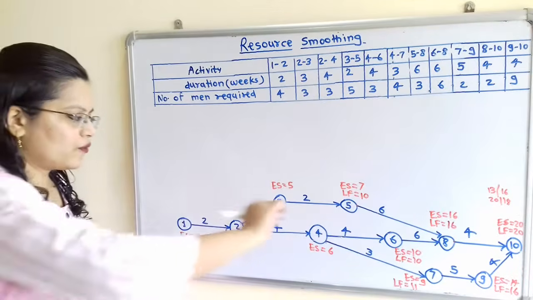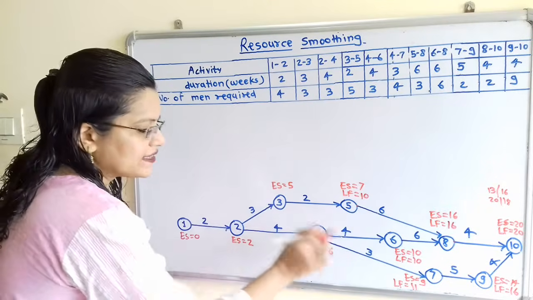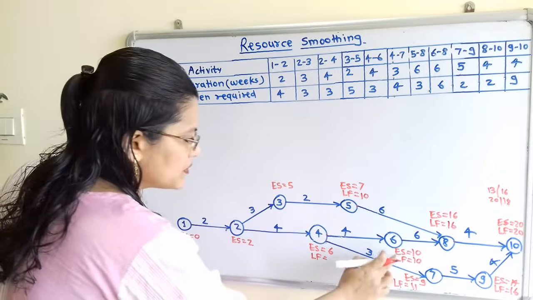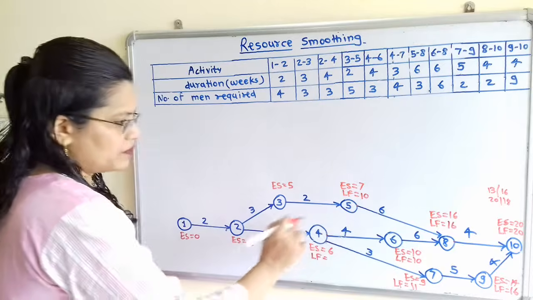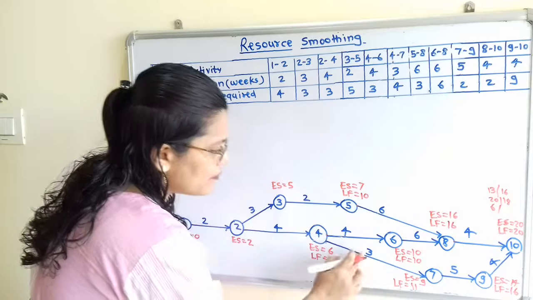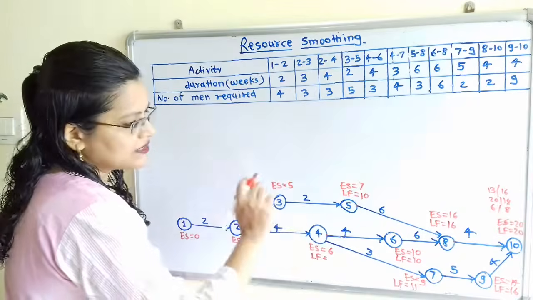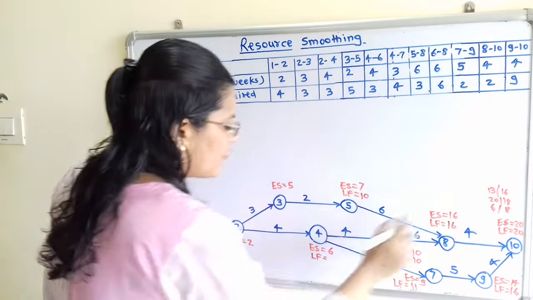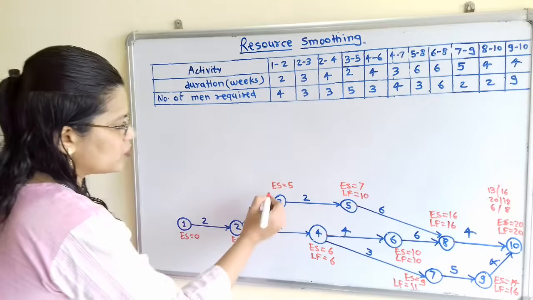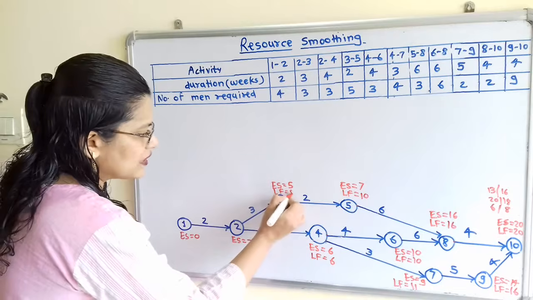Then at node 4. Now if we observe from this node 4, there are two arrows starting. That means there are two options. So we will find out those two options. LF 10 minus 4, that is 6 is the first option. And second option 11 minus 3, that is 8 is the second option. So we have to choose the lowest value, that is 6. Now we will move to the next, that is node 3, LF. So LF, that is 10 minus 2, that is 8.